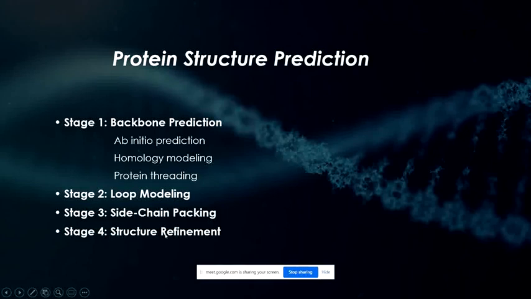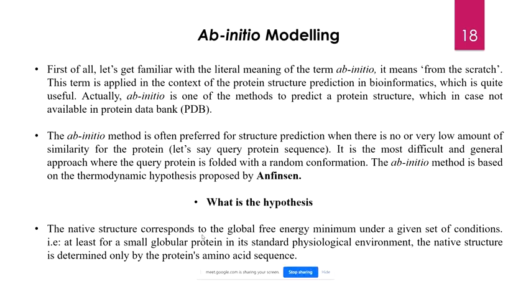And finally, you have the structure refinement part, where the entire protein structure is refined energetically. What is refinement? Refinement means to see whether the hydrogens have been added or not. If there are no steric clashes, the structure is energetically minimized so that you get a proper structure. Okay. So this is ab initio modeling. That means we are starting the entire thing from scratch.